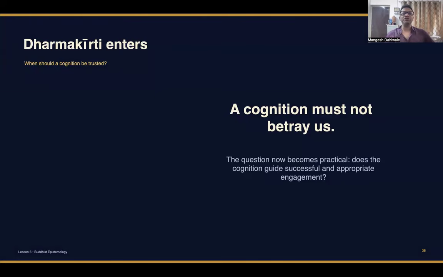So, Dharmakirti enters. When should a cognition be trusted? Now, this is very important. When we understand that something is valid. So, we have seen when we perceive things directly, pratyaksha pramana, or inference, the inference can also be faulty if it is not following the process. But Dharmakirti has given us a very interesting definition, and this comes very close to what is happening in the scientific domain these days. A cognition must not betray us. The question now becomes practical. How does cognition guide successful and appropriate engagement? This is very important. If something is true, it should work.